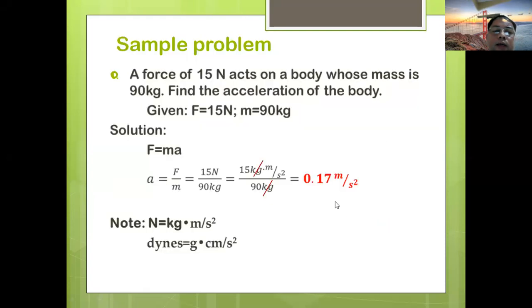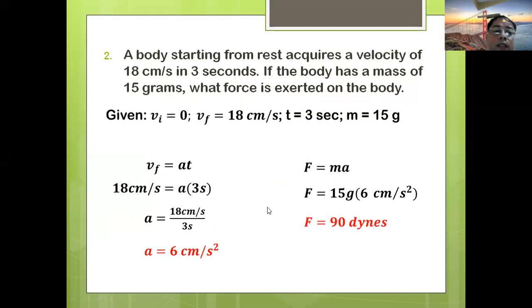And therefore, we will end up with 0.17 meters per second squared. Now, if our unit is in dynes, a unit of dynes is gram centimeter per second squared. However, for now, we have not used it as a unit of our force. But units of force could also be in Newton, N, or in dynes. This is the complete word, dynes. Now let's have number 2.